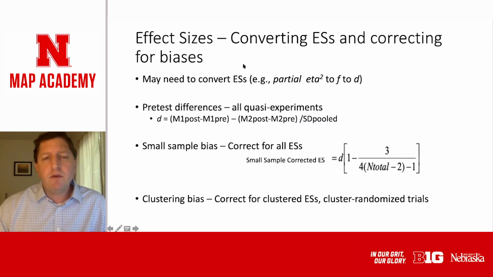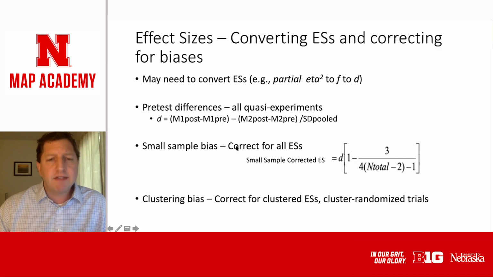You may also need to convert, as I mentioned before, if you have quasi-experiments and they needed to include pretests, then you need to control for pretest differences. You do that on all quasi-experiments. So there you might subtract the pretest scores from the post-test and then divide by the pooled standard deviation to get your effect size.